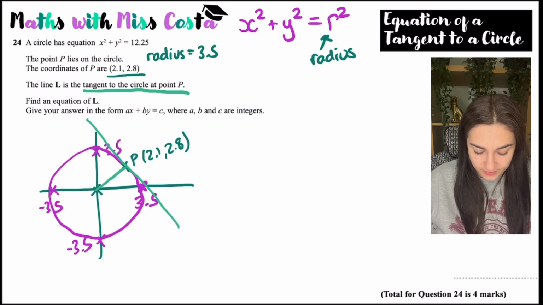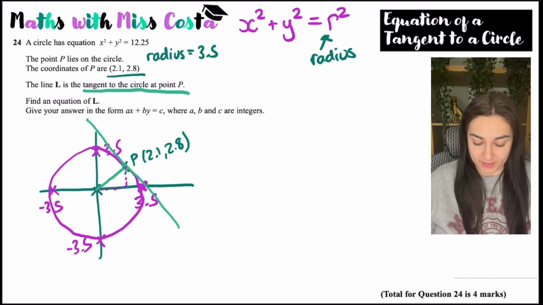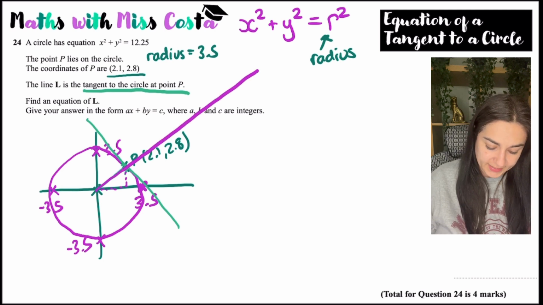I know that this here is the radius, because the radius is from the center of the circle to any point on the outside. What I can do is work out the gradient of the radius, because the radius is just this part here, but that line can continue on forever. So let's work out the gradient of that line.